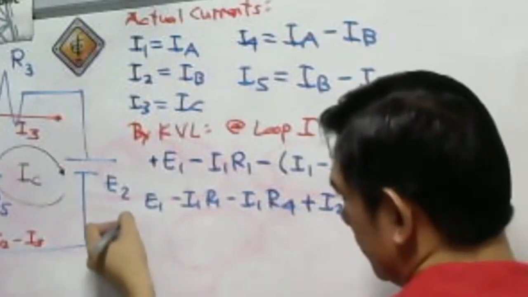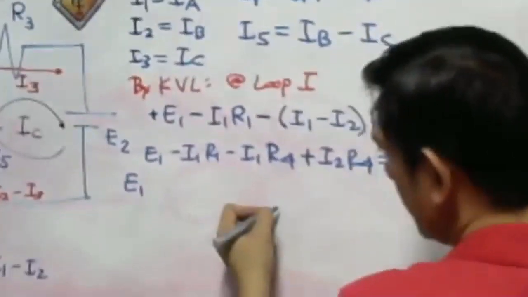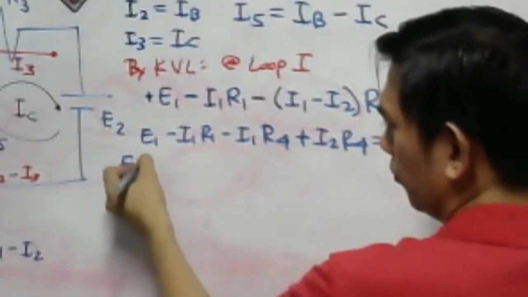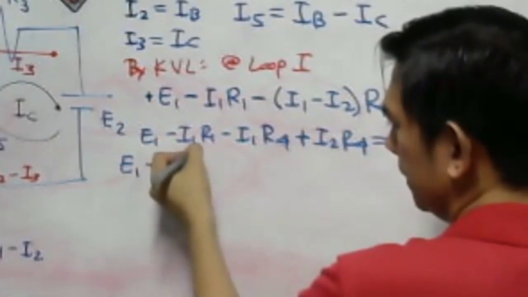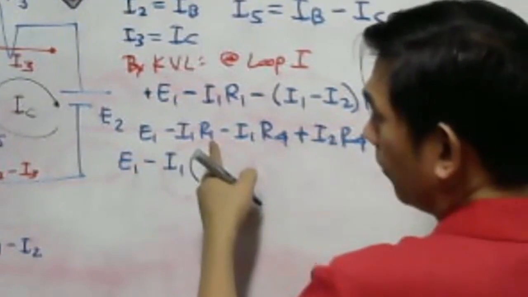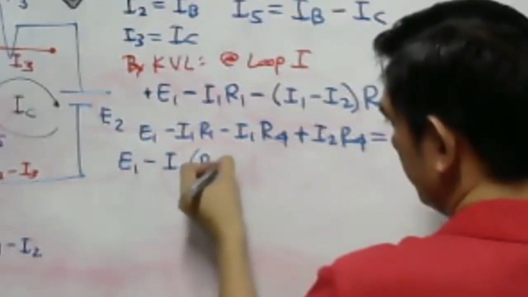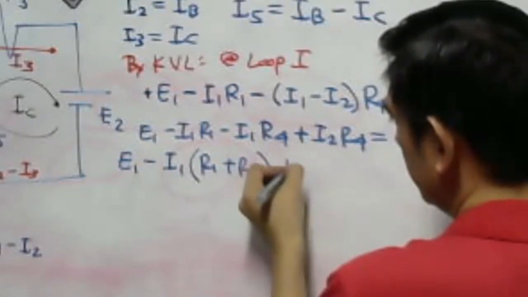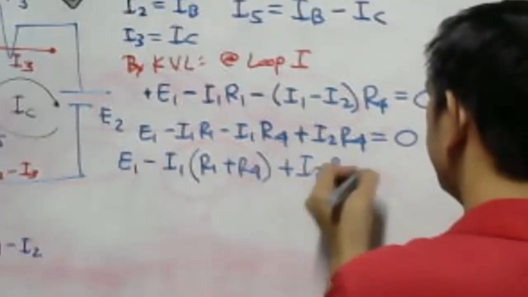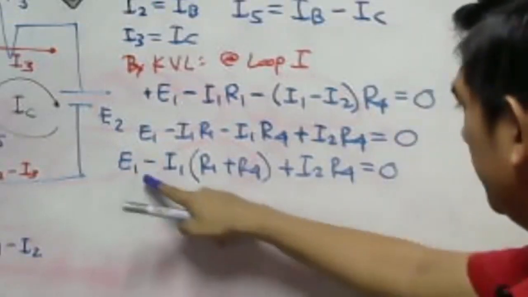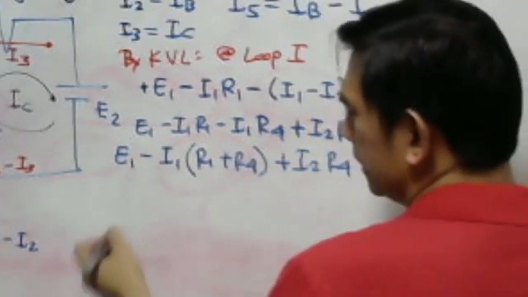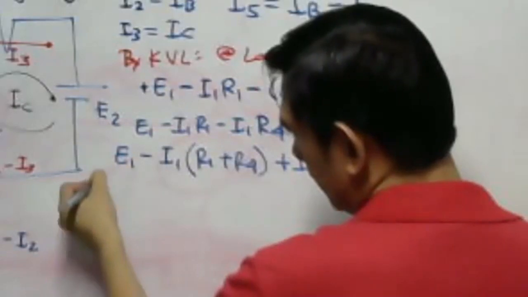Okay. So we have here our E sub 1. So we have here I sub 1 and I sub 1 here. Let us factor out I sub 1. Minus I sub 1. Then we have what now? We have R1 plus R4, and then plus we have our I sub 2 multiplied by R sub 4, that's equal to 0. So in here, we'll be having our first equation.